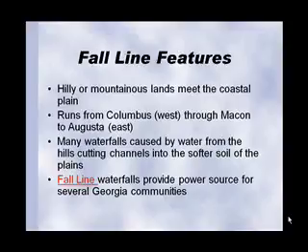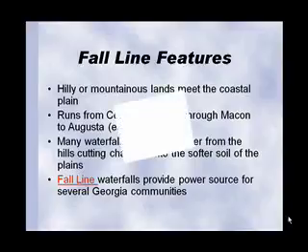Then you have the Fall Line, which is where the Piedmont and the coastal regions come together, and it's where the hilly or mountainous lands meet the coastal plain, which would be hilly or mountainous would be the Piedmont, and then the coastal plain. It runs from Columbus through Macon all the way to Augusta, and many waterfalls are located along the Fall Line, and the Fall Line provides a power source for several of Georgia communities.